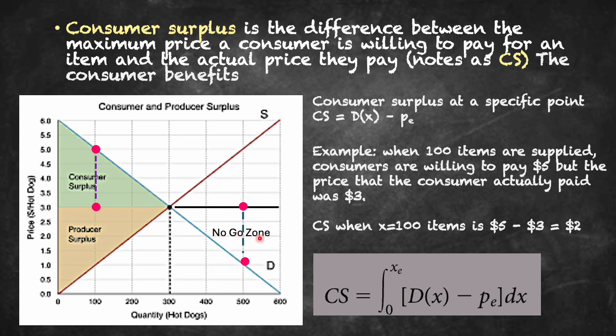Then we have a similar situation up here when we talk about producer surplus. So we're going to use this formula where we go from 0 to whatever the x value is for the equilibrium point, and we subtract the difference between the demand and the price, and that's going to give us that total green area, which is the consumer surplus.